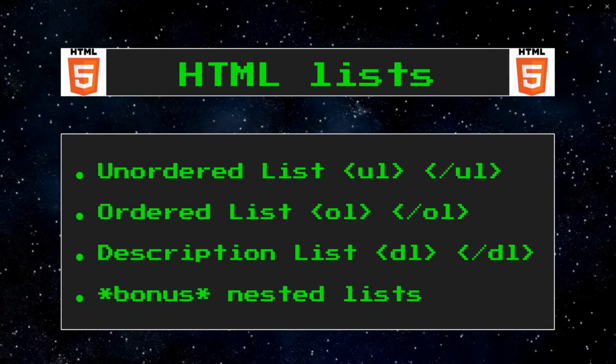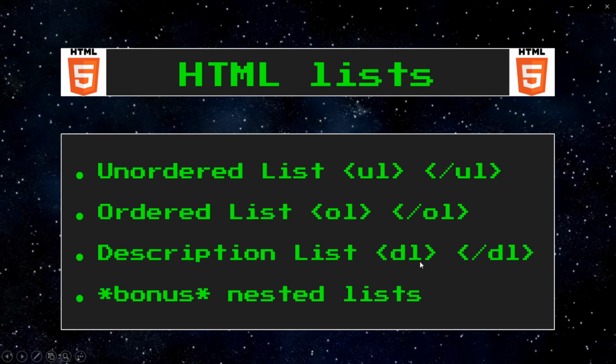In this video, I'm going to explain 3 different types of HTML lists. They are unordered lists, ordered lists, and description lists. Each has their own specific tags. For example, unordered list uses a pair of UL tags for unordered list. Ordered list uses a pair of OL tags for ordered list, and description list has a pair of DL tags for description list.